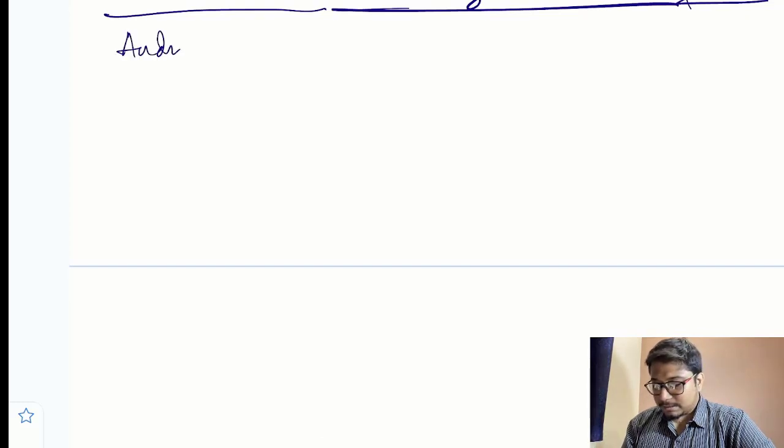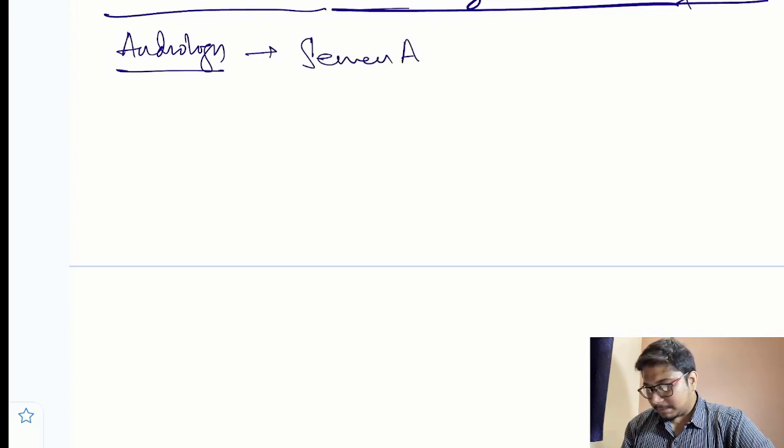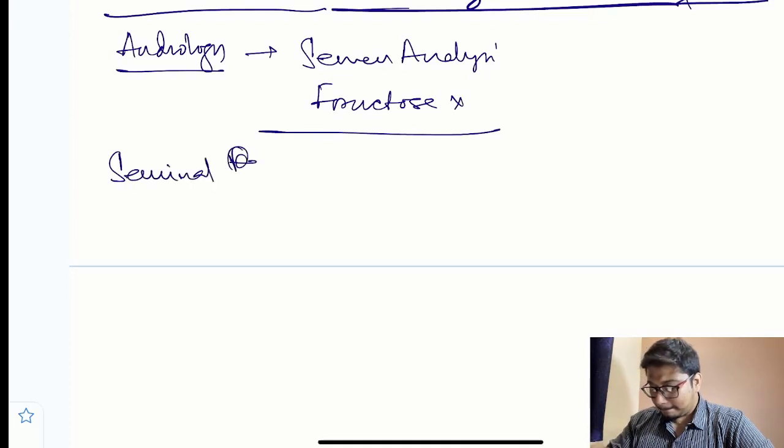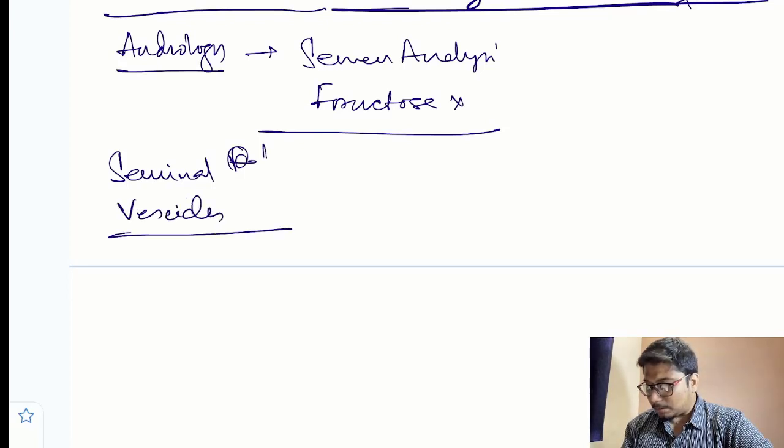So let us come to one of our andrology questions. There was one question where semen analysis had no fructose. And fructose, we all know, comes from seminal vesicles. So it is an obstruction at the level of seminal vesicles.